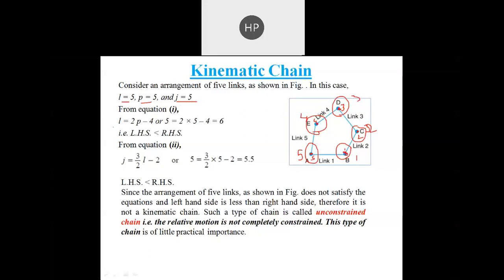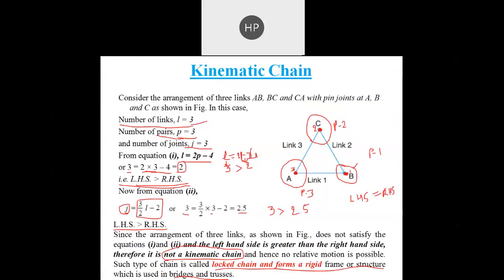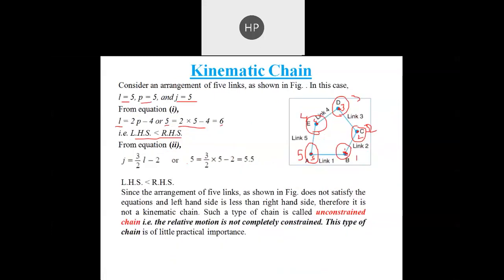Now if we put here L = 2p - 4, the left hand side is 5 and 2p - 4 is 6. So here the left hand side is less than the right hand side. In the first case we had a left hand side greater than the right hand side, so these two are different. In the same way, if you put in the equation j = 3/2 L - 2, the left hand side is 5 and the right hand side, if we put in all these values, we get 5.5. So again in this case the left hand side is less than the right hand side. So in that case it is not a constrained motion.